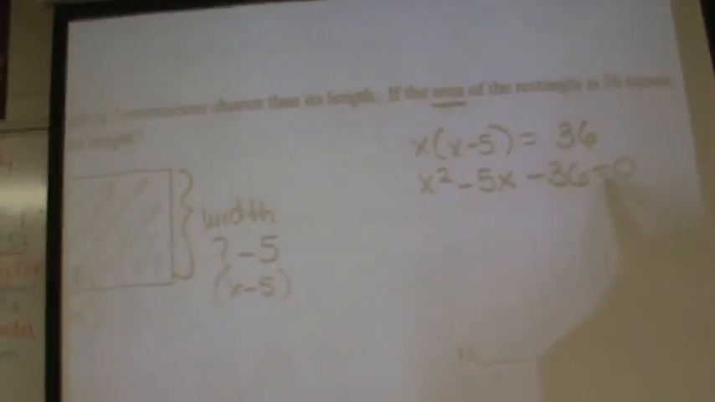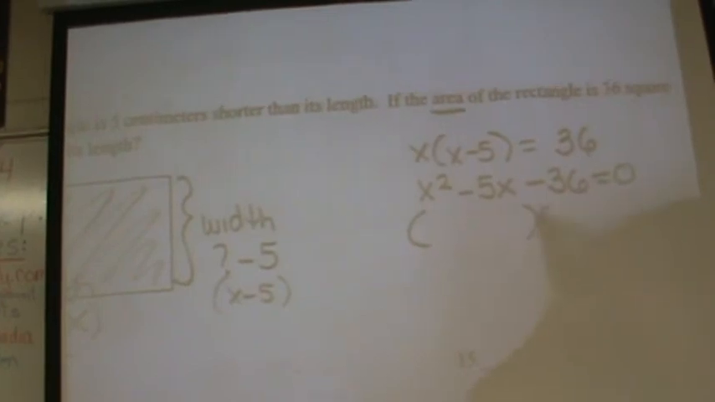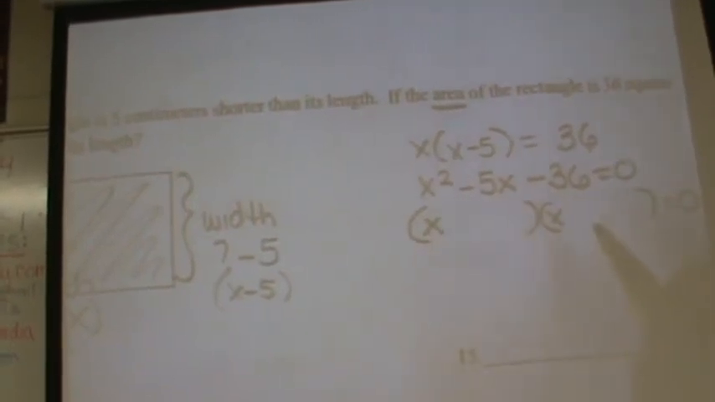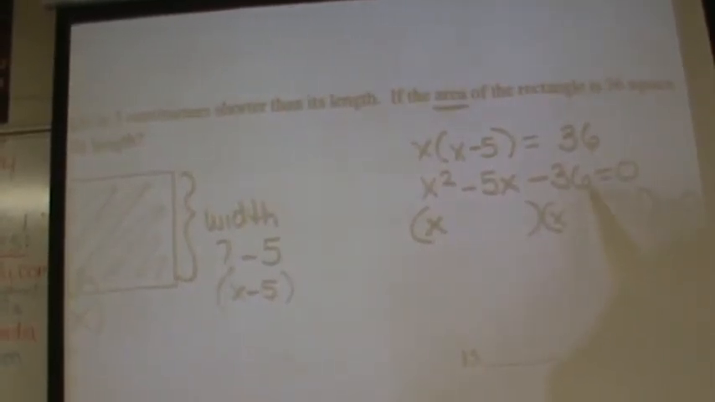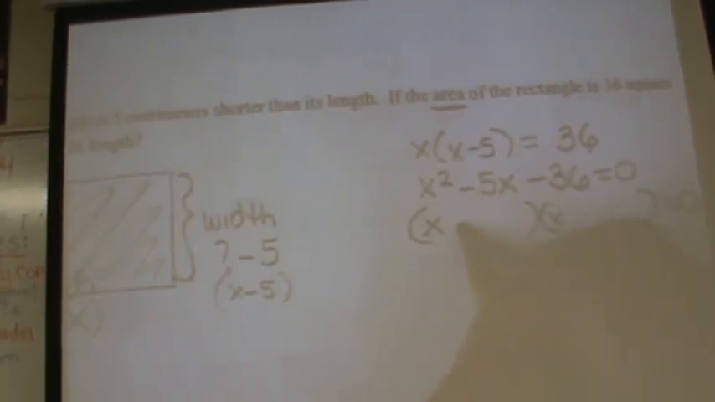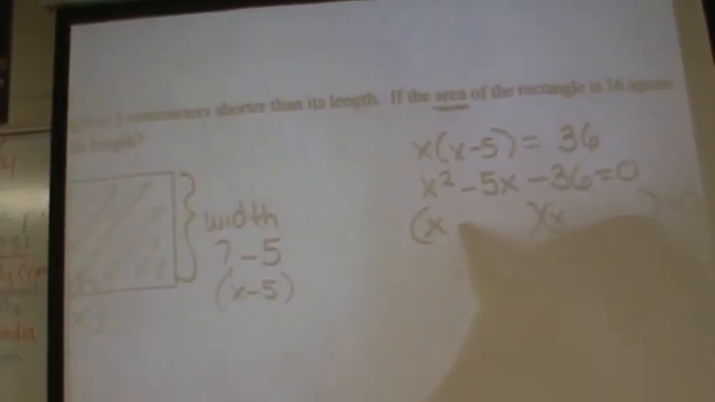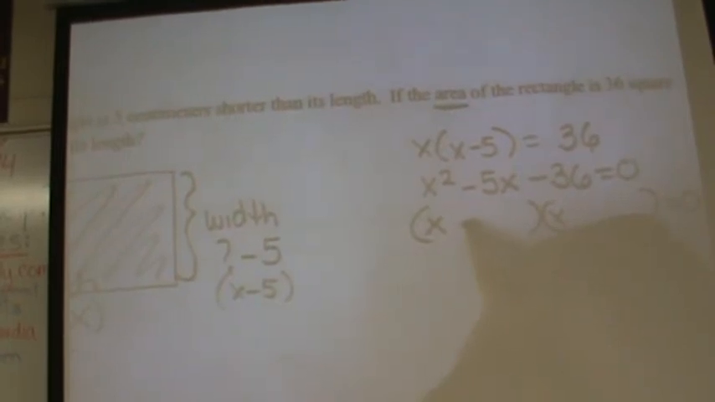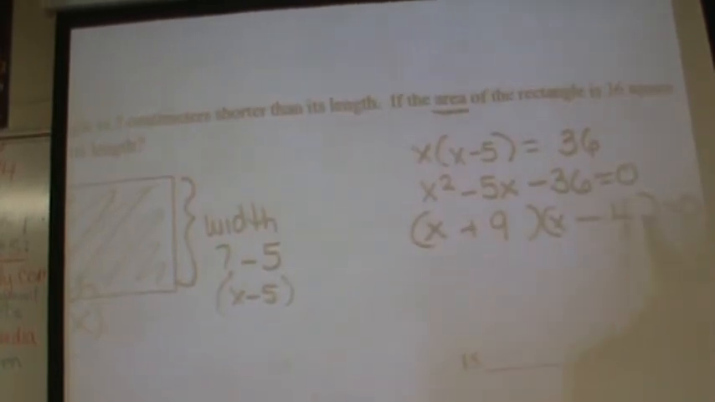I need to solve this, so I'm gonna want to factor it. How do I factor this? What numbers do I put here? I need the product of negative 36, but the sum to be negative 5. What times what is negative 36 but adds to be negative 5? No one knows? 4 and negative 9. Plus 9 minus 4. Let's see, does that work?